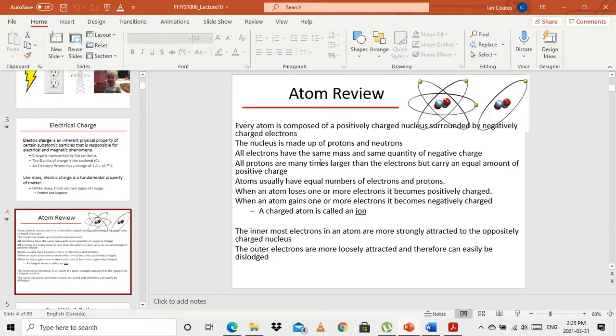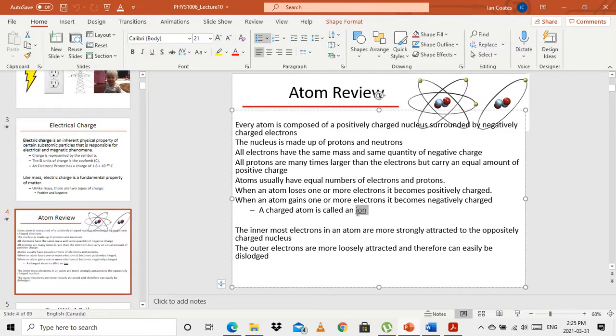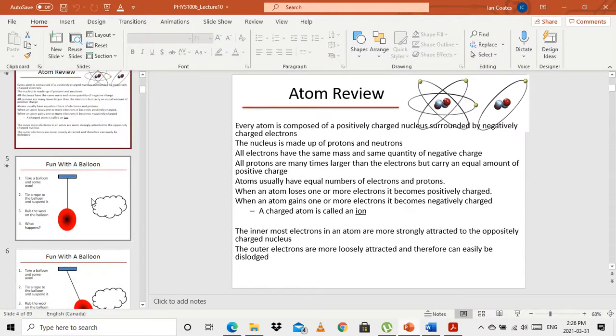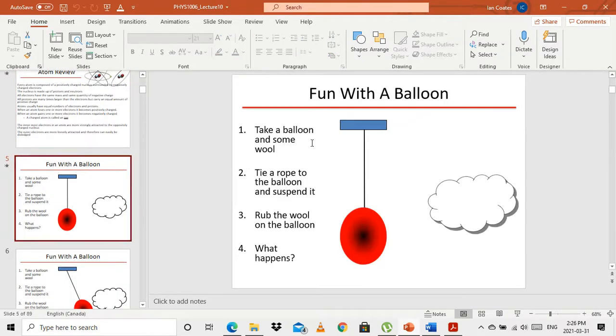A little bit of an atom review. You guys can read through this when you get a chance. It's a review of 1008 Chem and 1009, talking about the proton, the neutron, the electron, and the whole premise of what an ion is. An ion is an atom or group of atoms with a charge. So you guys can have a look at that one.